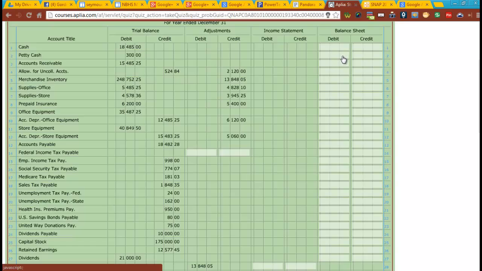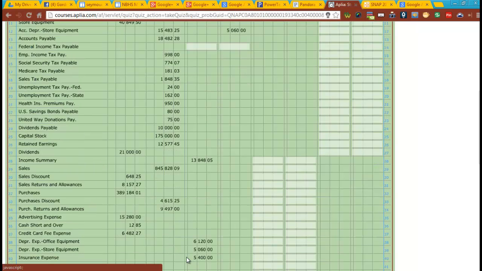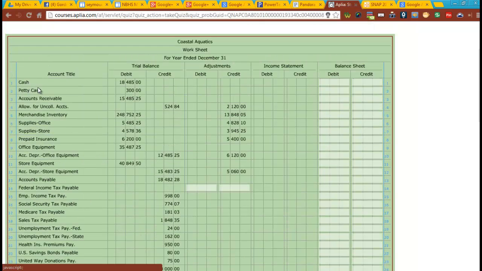The purpose of a balance sheet is to prove your accounting equation balances. So you have to have your assets, liabilities, and stockholders' equity. So you're going to have all of those accounts, but remember, income summary down goes on the income statement. So we need to go through and transfer over cash. It goes on our balance sheet, $18,485. Watch your typos. Petty cash, $300.